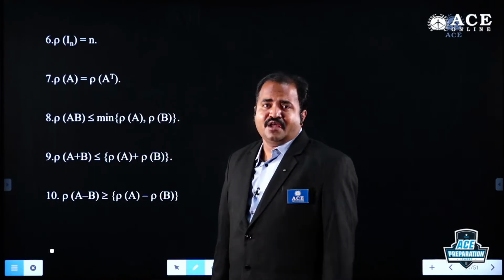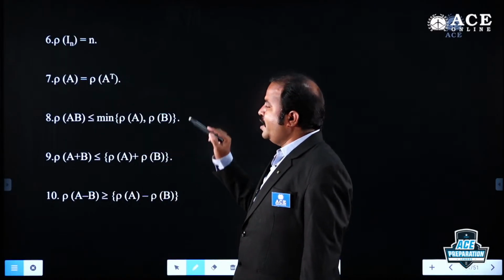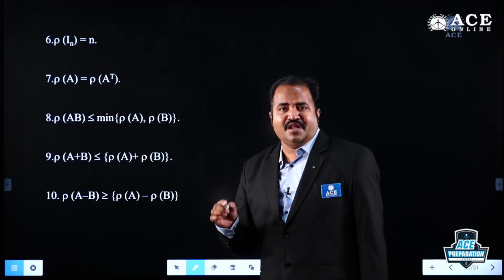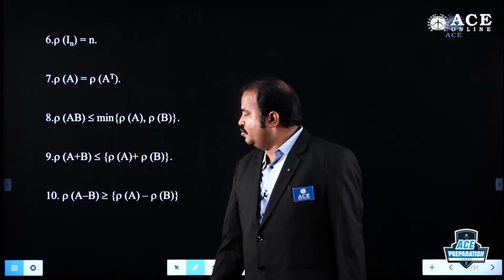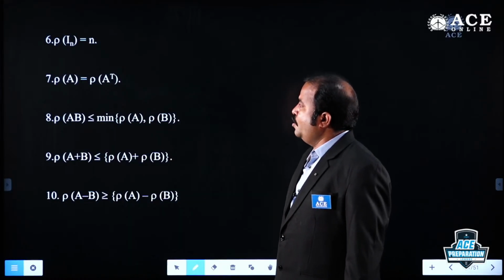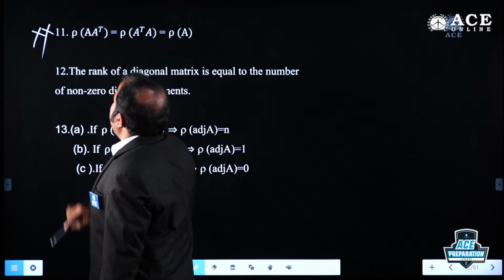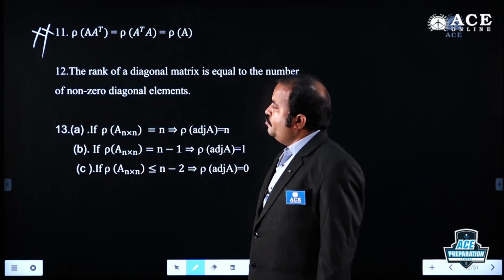Rank of A is the same as rank of A transpose. And rank of AB is less than or equal to the minimum of rank A, rank B. And rank of A plus B is less than or equal to rank A plus rank B only. And rank of A minus B is greater than or equal to rank of A minus rank of B only. This is also a very important property, the 11th one: rank of A into A transpose is equal to rank of A transpose into A, equal to rank of A only.